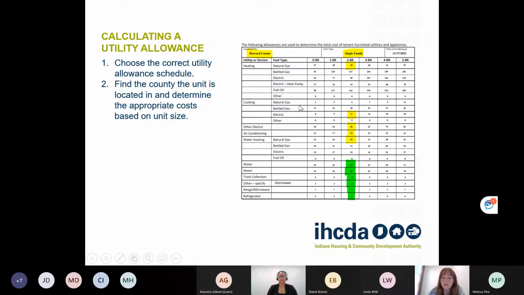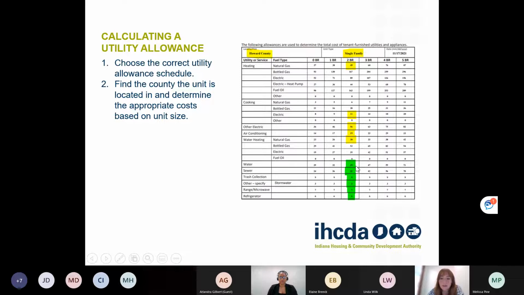will be responsible for. So for this example, we'll say that the client is responsible for the electricity bill and the gas bill. You would go through, so for heating, you would select natural gas since they have natural gas heating. For cooking, we'll say they have an electric stove, so you would select electric there. Other electric would be other things that are included in the utility bill, like lights, anything that's plugged into outlets. We'll say that they do have air conditioning, so we'll include that as well. And water heating, it has a gas water heater.